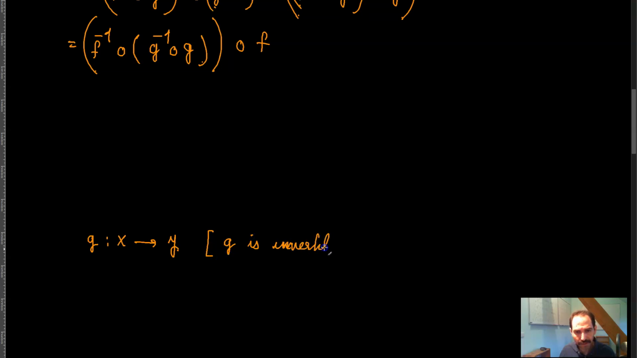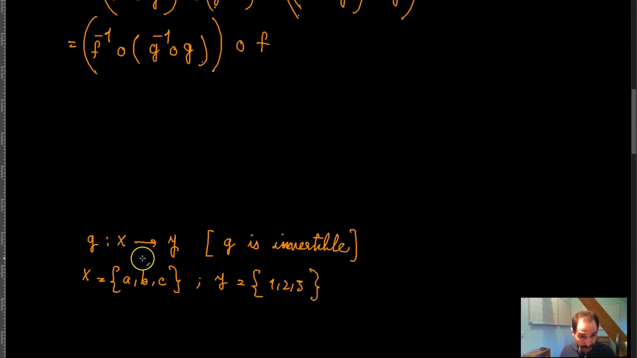Meaning that, let's suppose that X is equal to some set, for example ABC, and Y is equal to some other set, for example 1, 2, 3. And then the rule of this function is G of A is equal to 1, G of B is equal to 2, and G of C is equal to 3. As you can see, the function is 1-1. It's also onto, so it's a bijective function, so it's invertible.